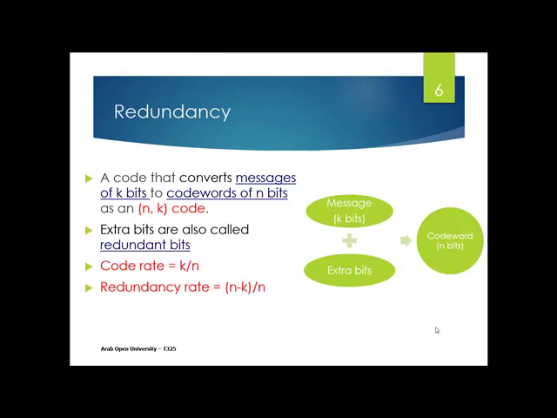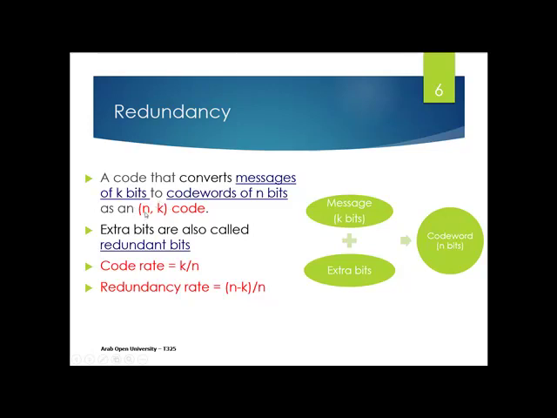By definition, the redundancy is a measure of the proportion of the code that is extra beyond what is needed to convey the message. So we have the message, and we add some extra bits. These extra bits are called the redundancy. Usually when we represent a code, we say that we have a code that transforms a message of k bits into a code word of n bits. This is why the code is represented by the (n, k) representation.